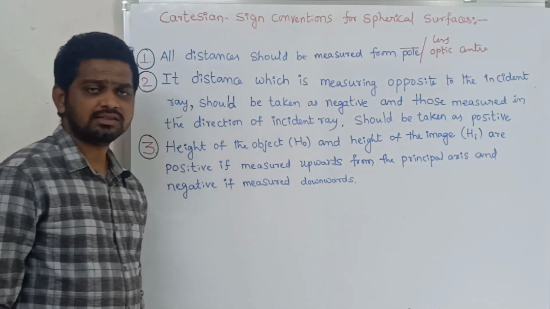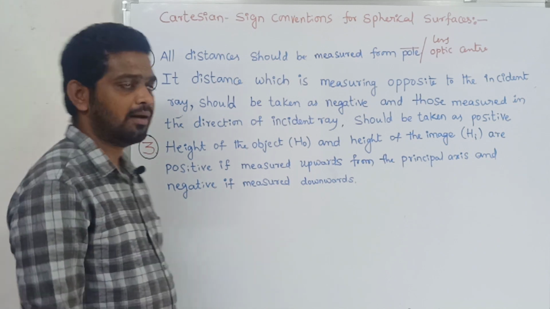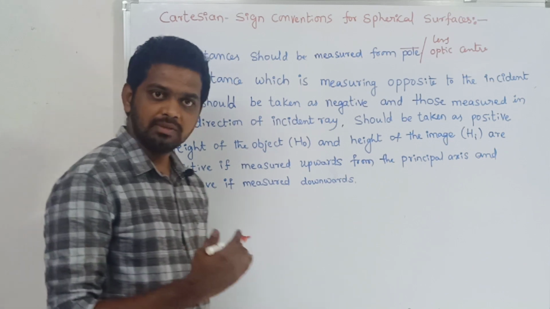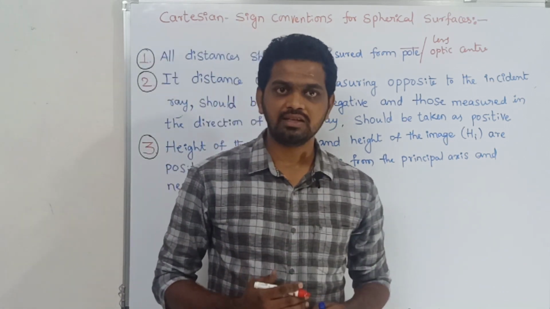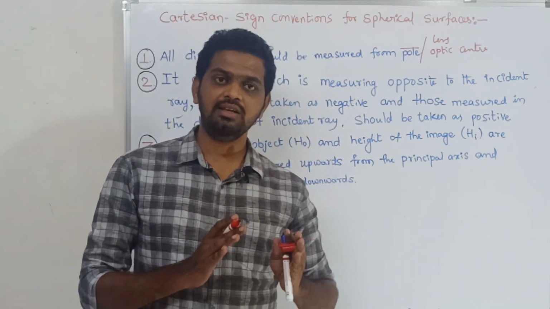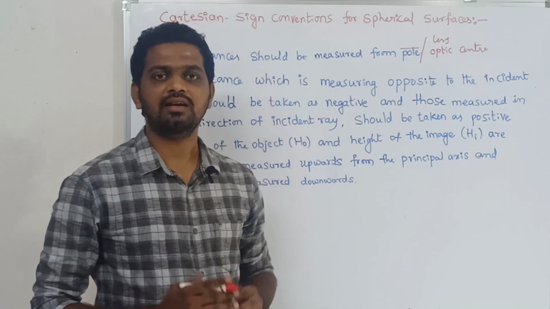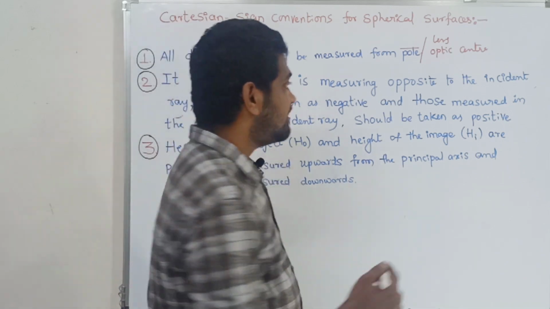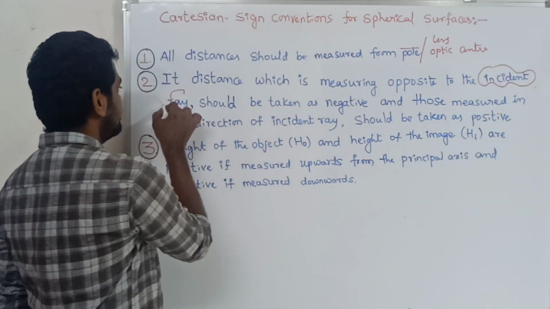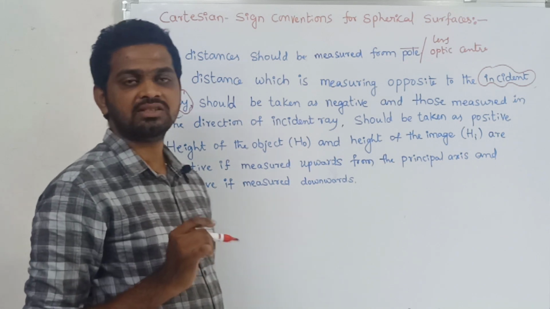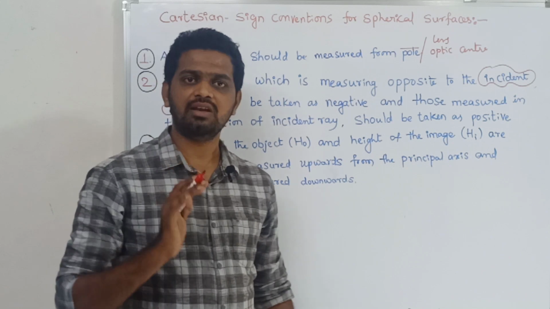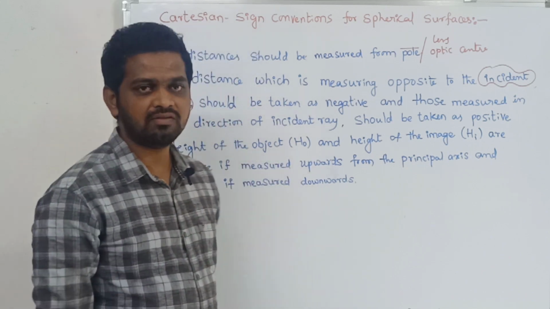Coming to the second Cartesian sign convention, if the distance is measured opposite to the incident ray, we should consider it as negative. If we are measuring the distance in the same direction as the incident ray, we should consider it as positive. Opposite to the incident ray, that is negative. In the same direction as the incident ray, that is positive. So the incident ray is the key point in this statement. Whenever you are applying the sign convention, the first step is to find out the incident ray direction. That is the very important step to apply the sign conventions.